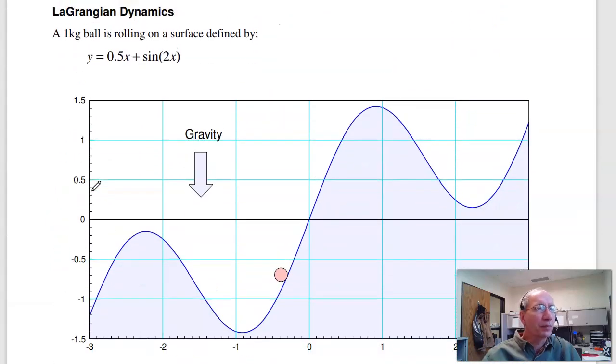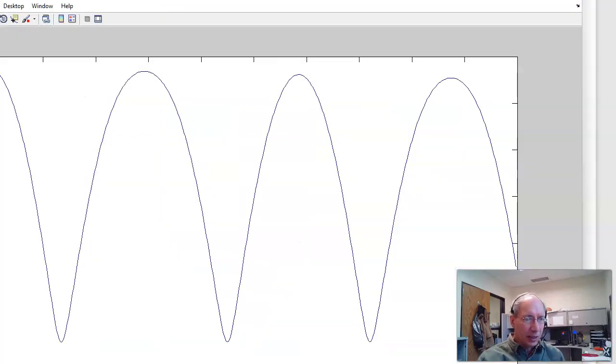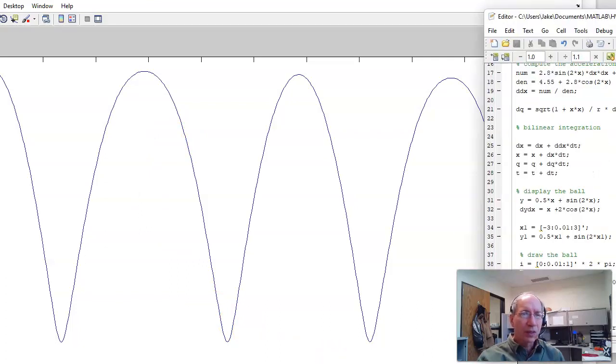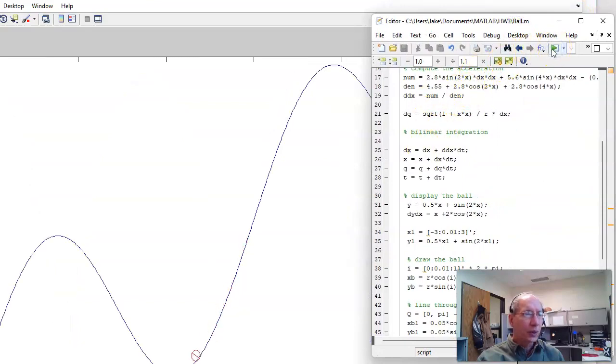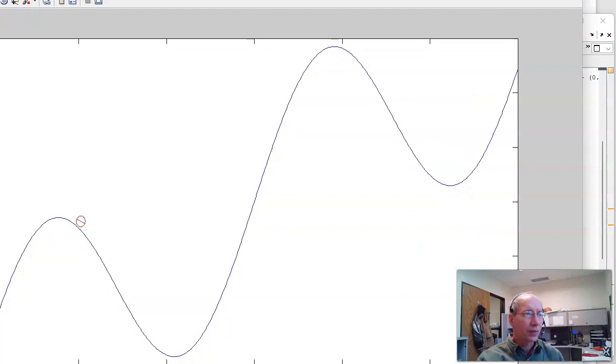The last problem. Now this is the fun one. Given a plane that has this shape, 0.5x plus sine of 2x, find the dynamics of the ball. And here what I'm trying to do is come up with this animation, if I can figure out how to get there. So here's the system I want to get to. When I simulate it, here's what it looks like.